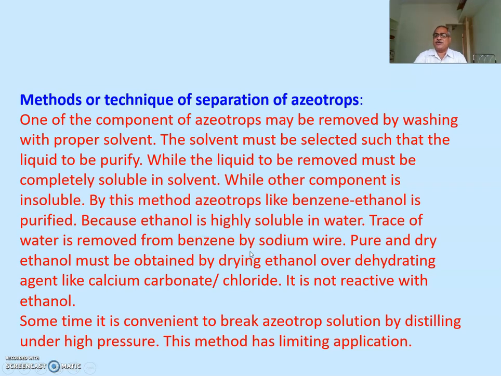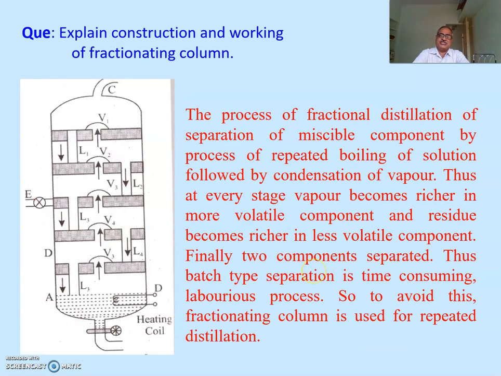Suppose a trace of water remains with benzene, it can be removed by sodium wire, and then pure and dry benzene and ethanol are obtained. A dehydrating agent such as calcium carbonate or chloride is used, which is non-reactive with ethanol and benzene. Sometimes it is convenient to break the azeotropic solution by distilling under high pressure. This is the second method, but this method has limited application.